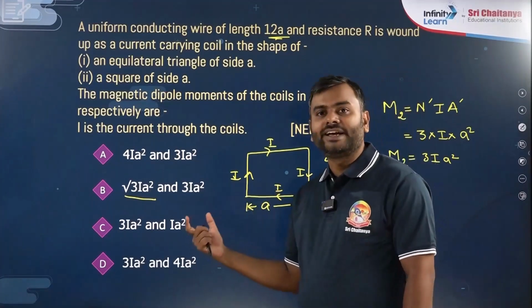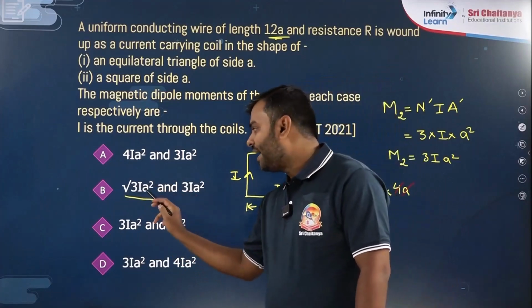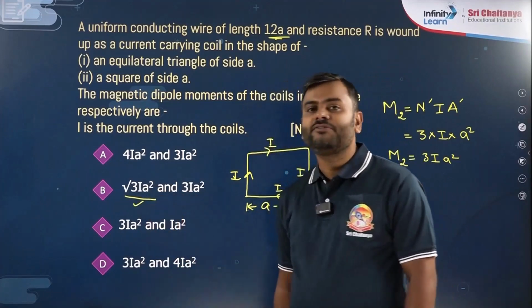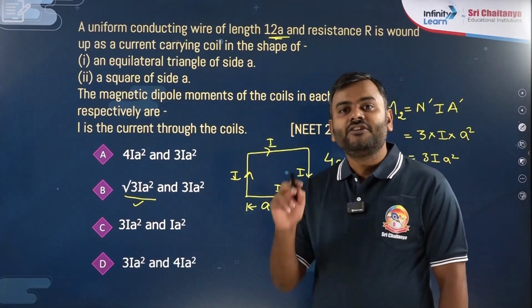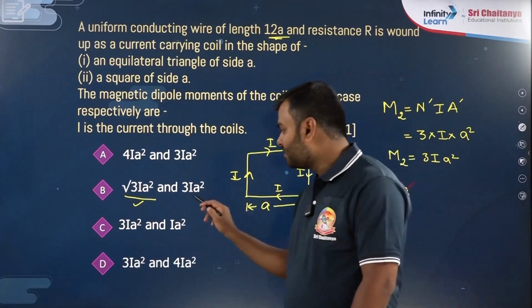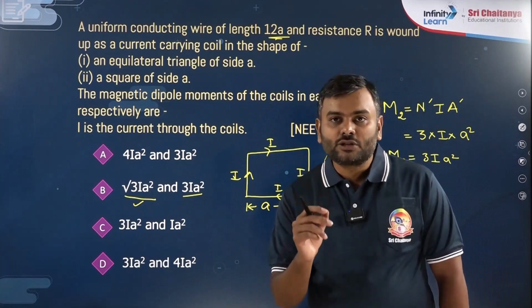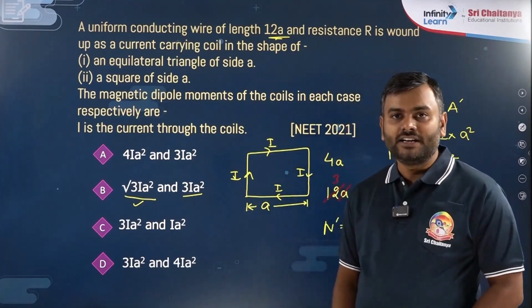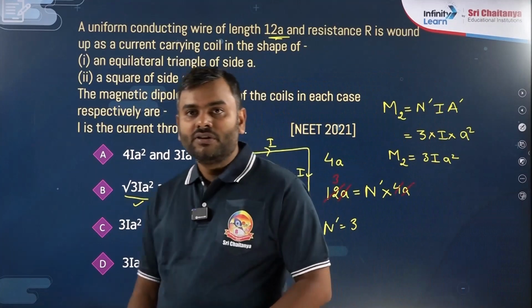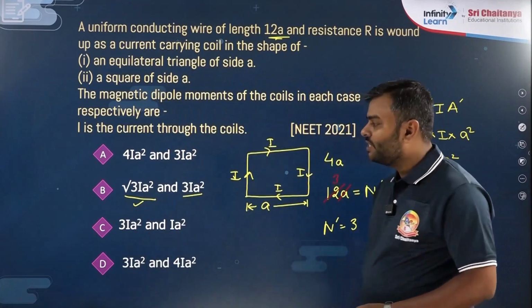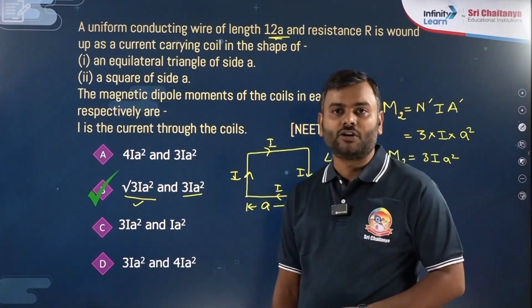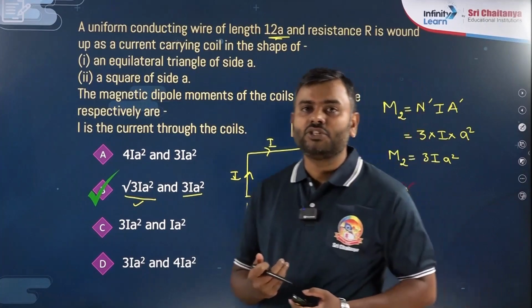And what will be the correct answer? Root 3 I A square was the dipole moment for the triangular coil, and 3I A square we got as the dipole moment for the square coil. I hope you guys have understood that. So the correct option is option B. So let's move to the next question.